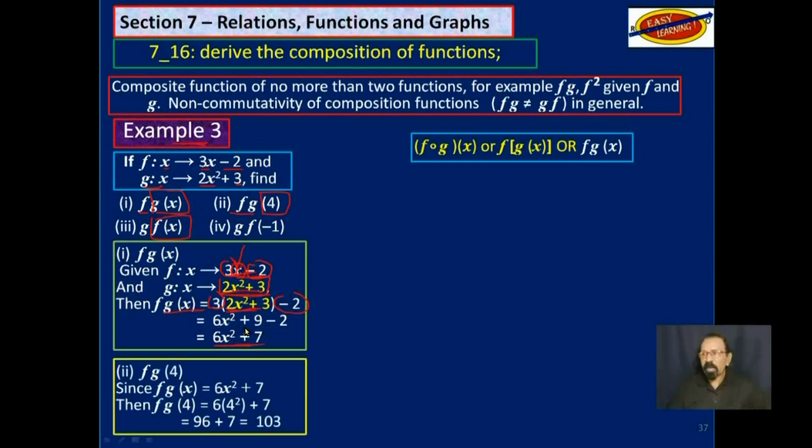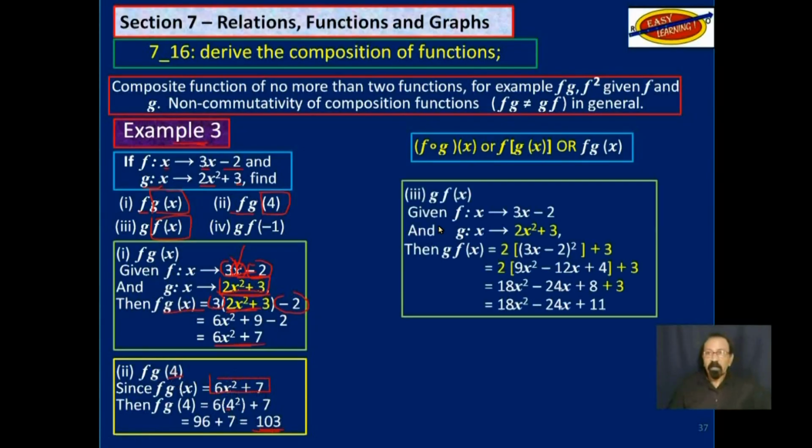Of course, if we want to find the value of f of g at 4, so x is now 4, we just substitute in this expression here 4, simplify that, and we get 103. That is f of g of x.